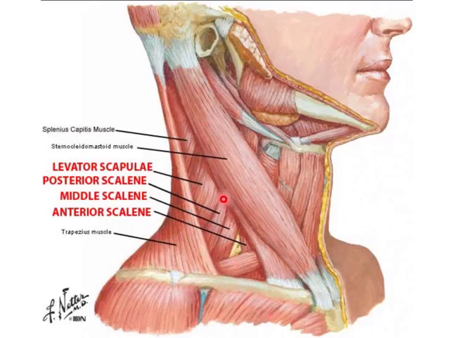The floor of the posterior triangle contains 4 muscles from down upward: scalenus anterior, scalenus medius, scalenus posterior, along with the levator scapulae and splenius capitis at the uppermost part of the triangle.